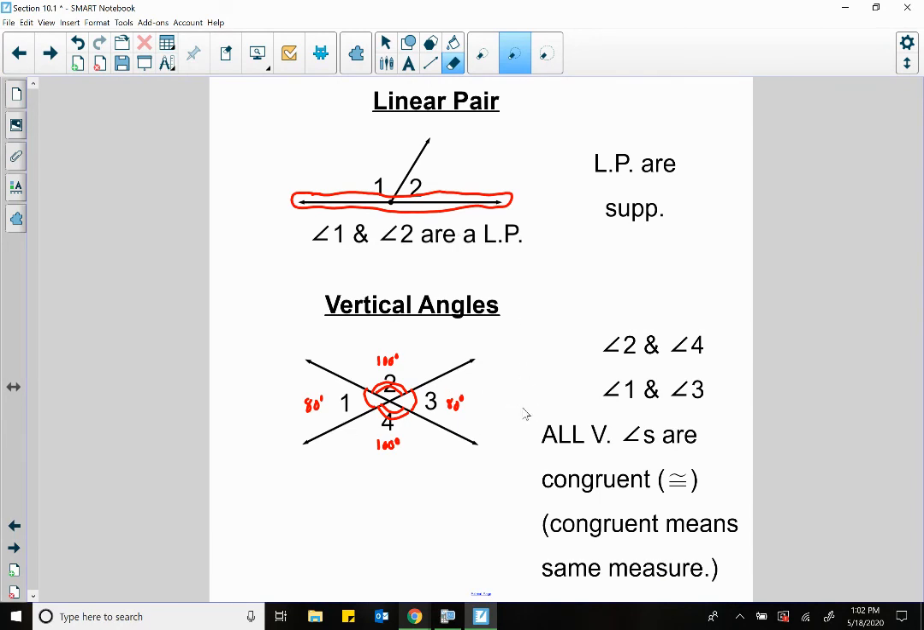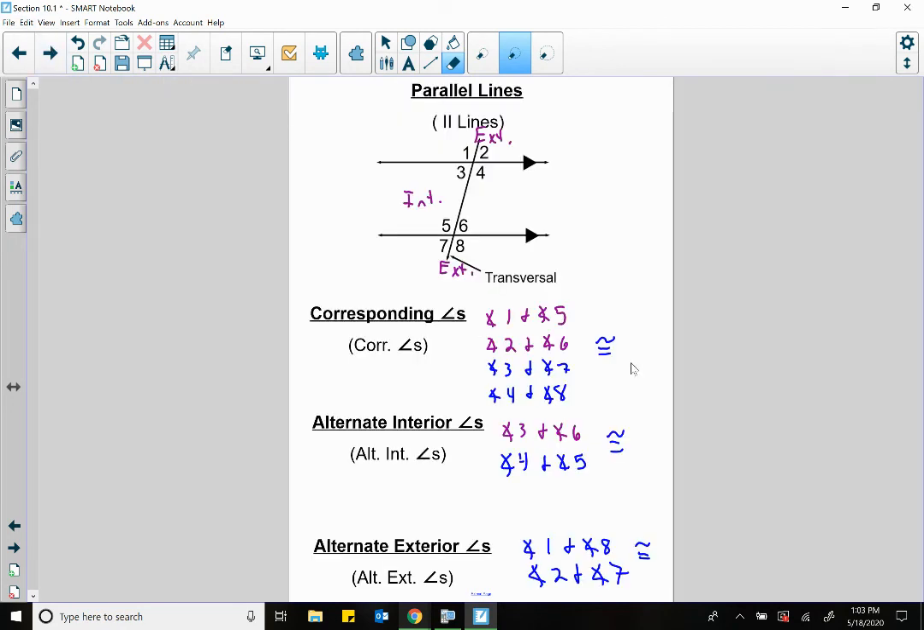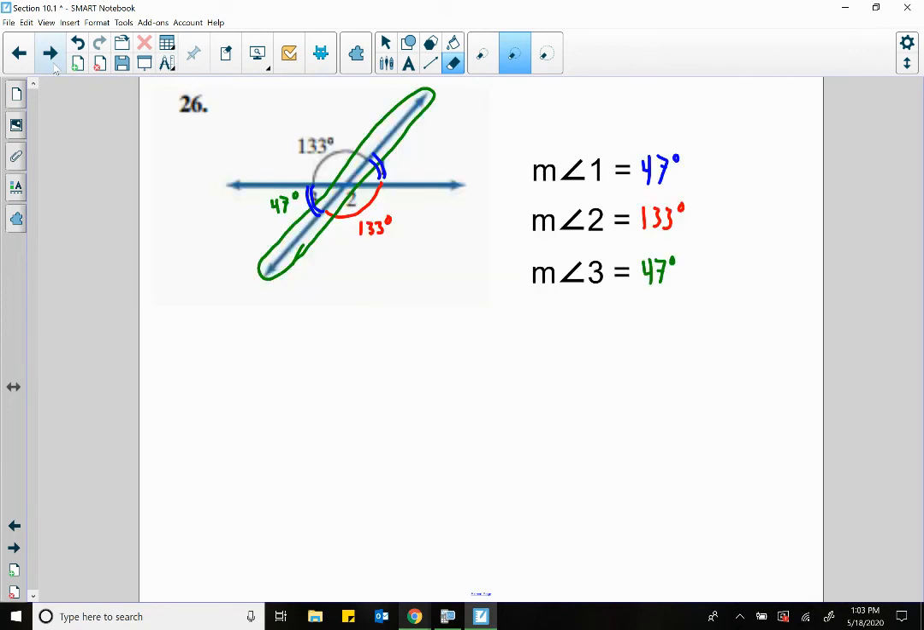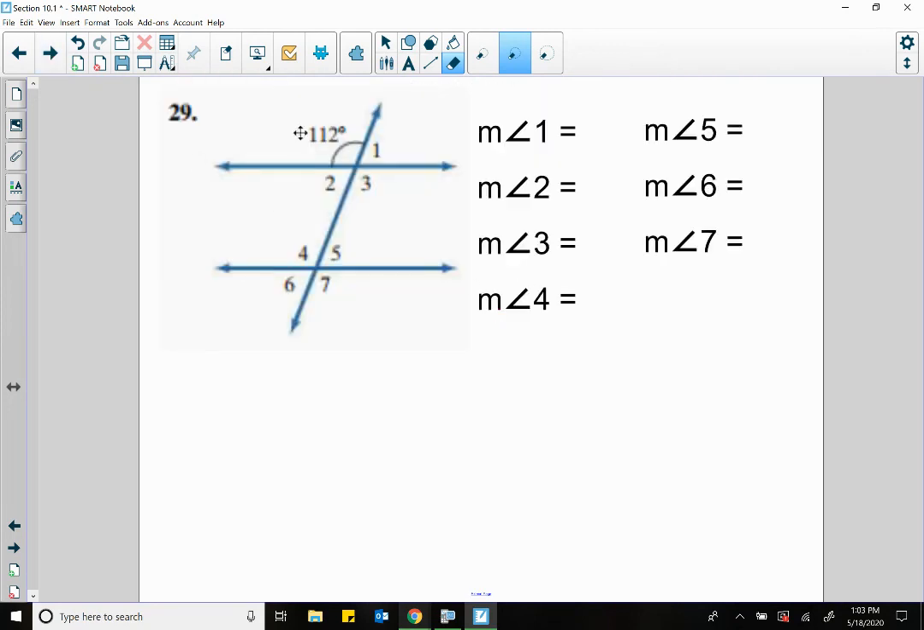So if you look at all this, you have 4 relationships that are congruent. Vertical angles are congruent. Corresponding angles are congruent. Alternate interior angles are congruent. Alternate exterior angles are congruent. You have only one relationship that is supplementary, and that's the linear pair. Okay? Linear pairs are supplementary. They add to 180. So we're going to use that information to help us answer these 7 angle measures.